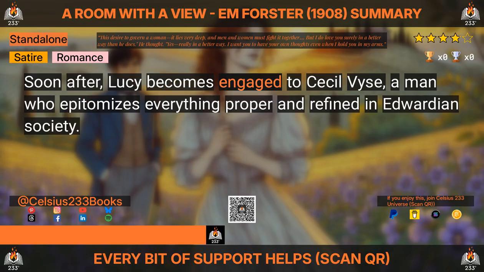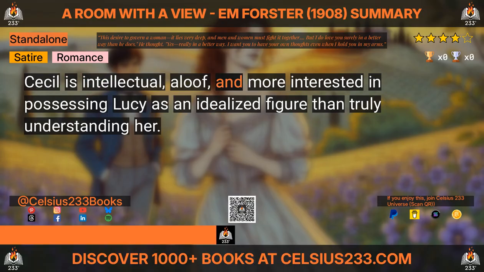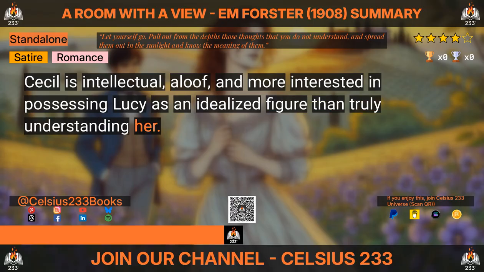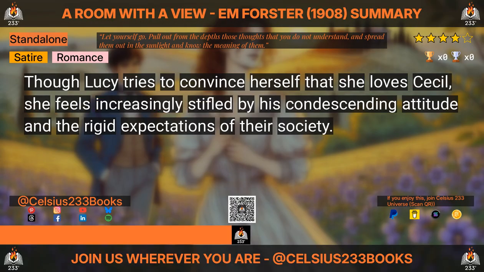Soon after, Lucy becomes engaged to Cecil Vyse, a man who epitomizes everything proper and refined in Edwardian society. Cecil is intellectual, aloof, and more interested in possessing Lucy as an idealized figure than truly understanding her. Though Lucy tries to convince herself that she loves Cecil, she feels increasingly stifled by his condescending attitude and the rigid expectations of their society.